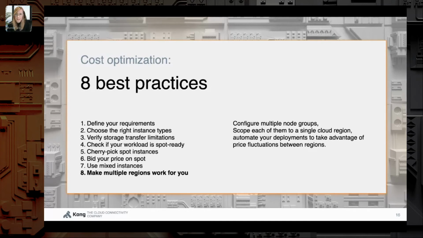But then the last of the 8 recommendations is: make multiple regions work for you. Instances spanning across several regions increase your availability. So it is recommended, for example, by AWS to configure multiple node groups, scope each of them to a single region, and then enable the balance similar node groups feature. And if you create only one node group, you can scope that node group to span across multiple regions. So that's very nice as well. So that's it for the 8 best practices tips for general Kubernetes and cloud cost optimization.